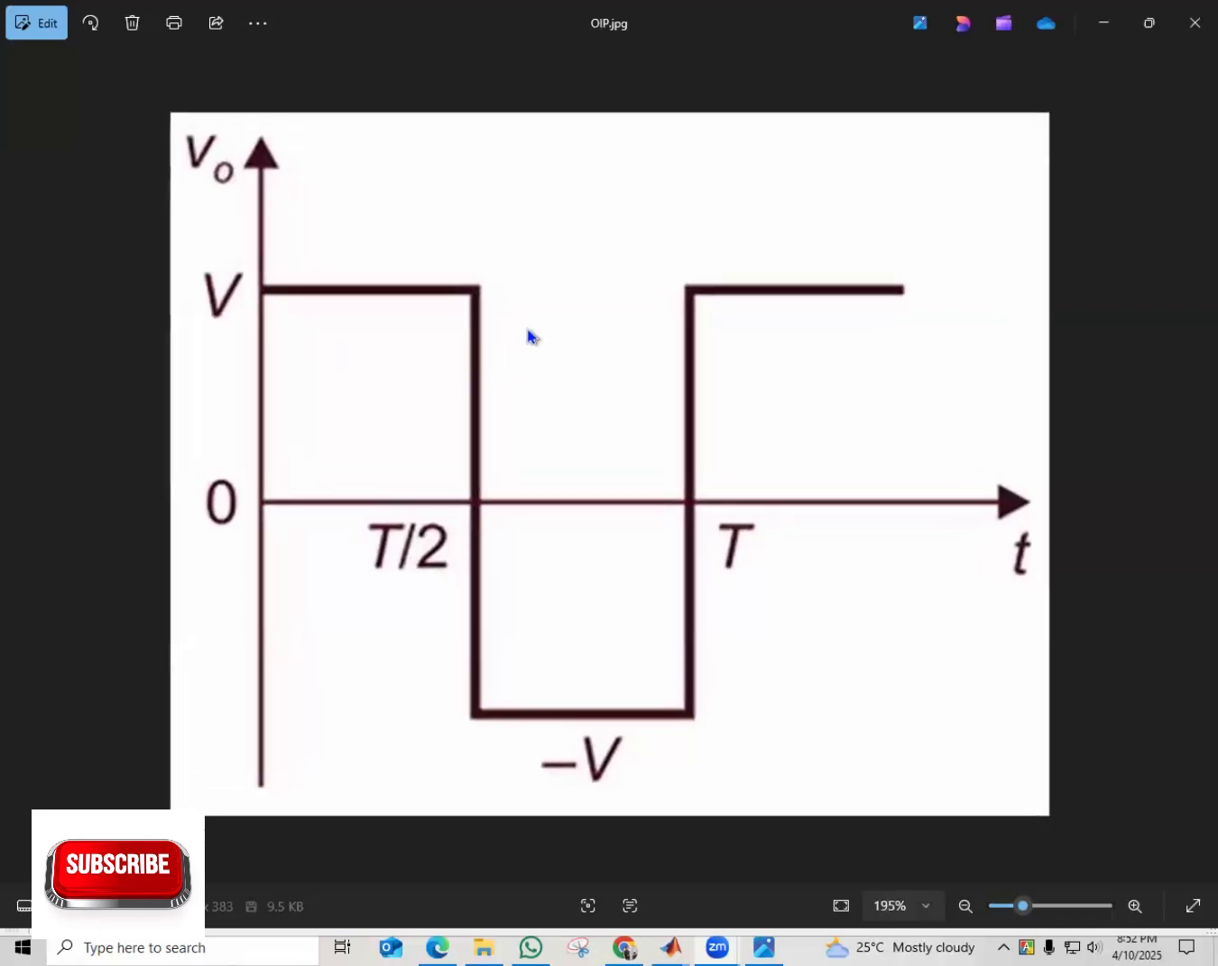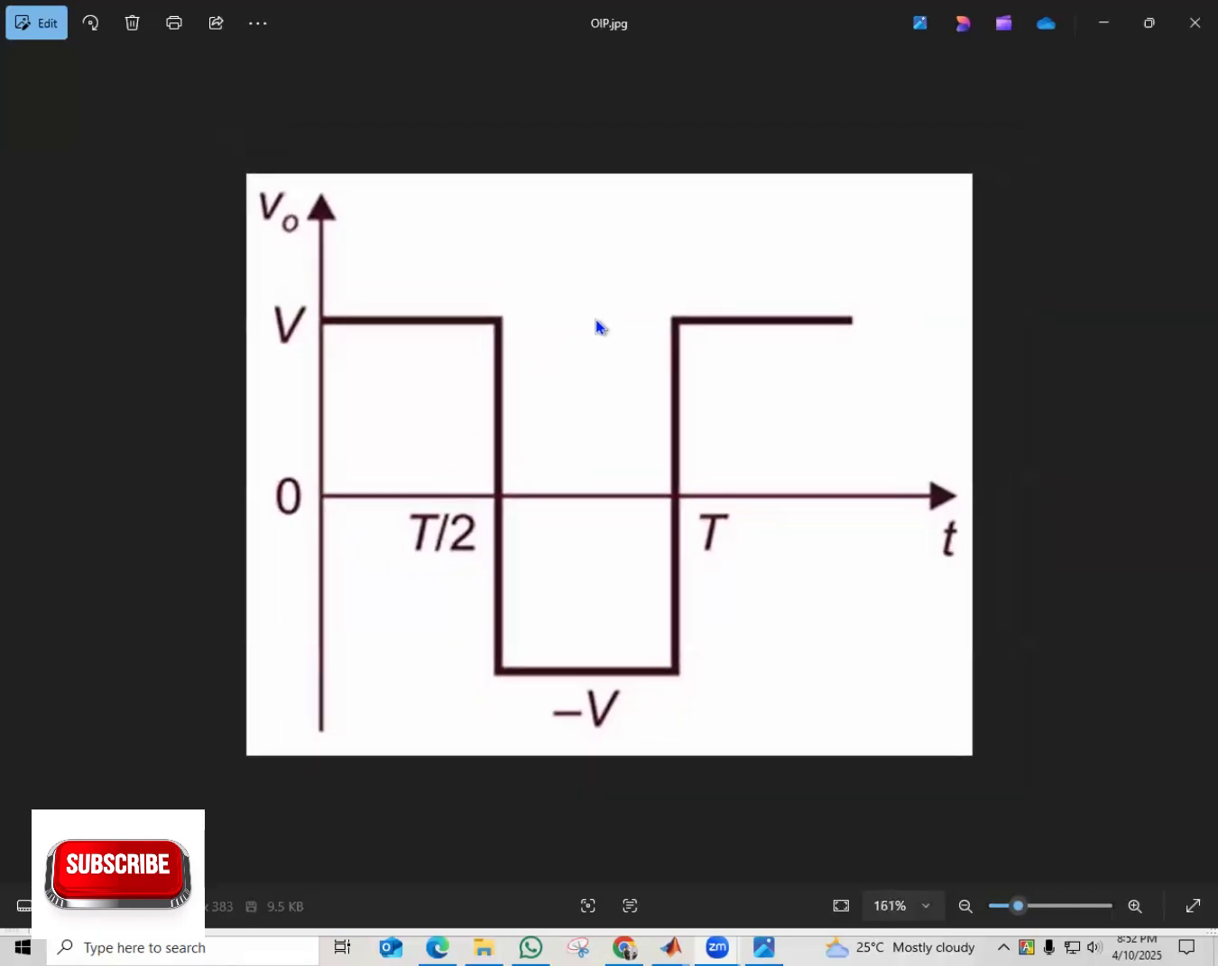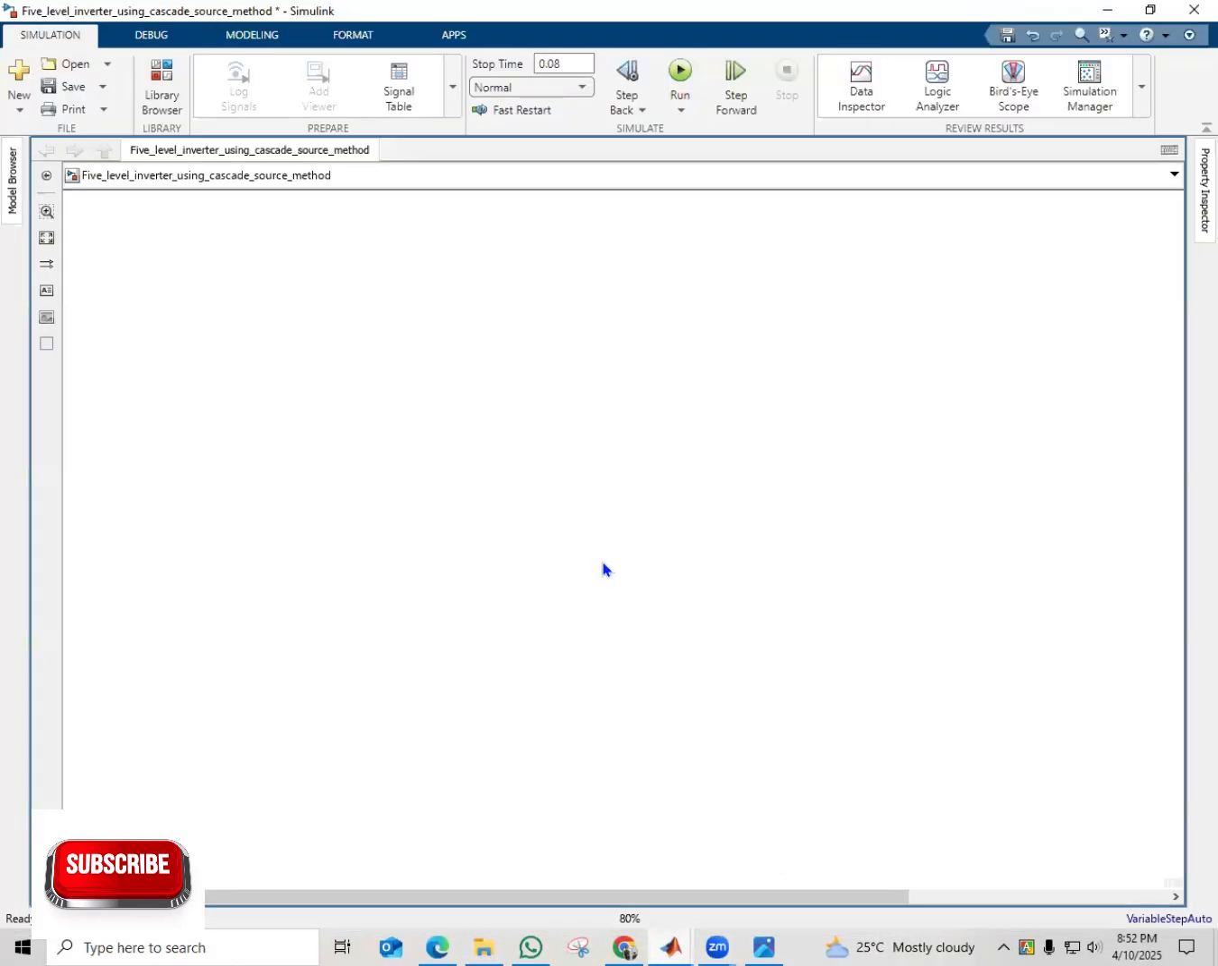This is a diagram for a two-level inverter or square wave inverter. This is also known as a push-pull inverter. Here you can see a positive V and a negative V. That means this voltage will oscillate from the positive V level to the negative V level, and it oscillates continuously. So let's simulate this program.